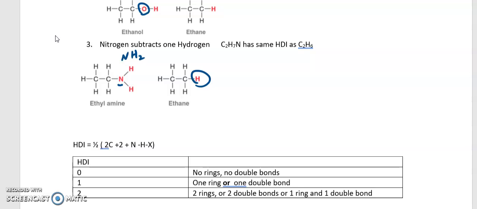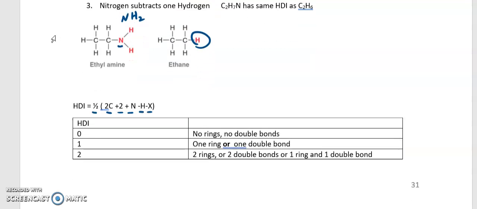So this is the formula that you're going to need to know. The hydrogen deficiency index is going to be equal to 1/2 times 2 times the number of carbons plus 2, for the n hydrogens. If there's a nitrogen, we add 1 for each nitrogen, and then we subtract for the number of hydrogens and for the number of halogens. We talked about this just a minute ago.